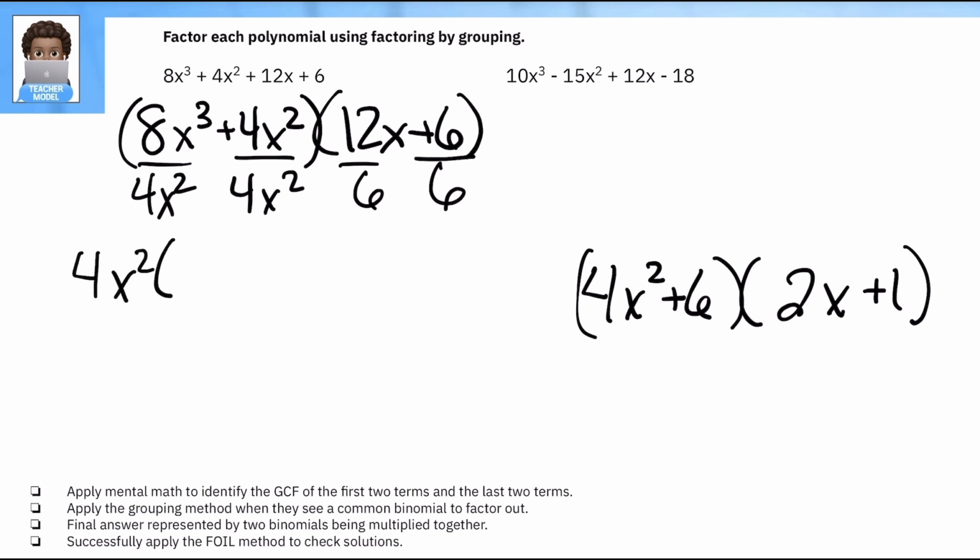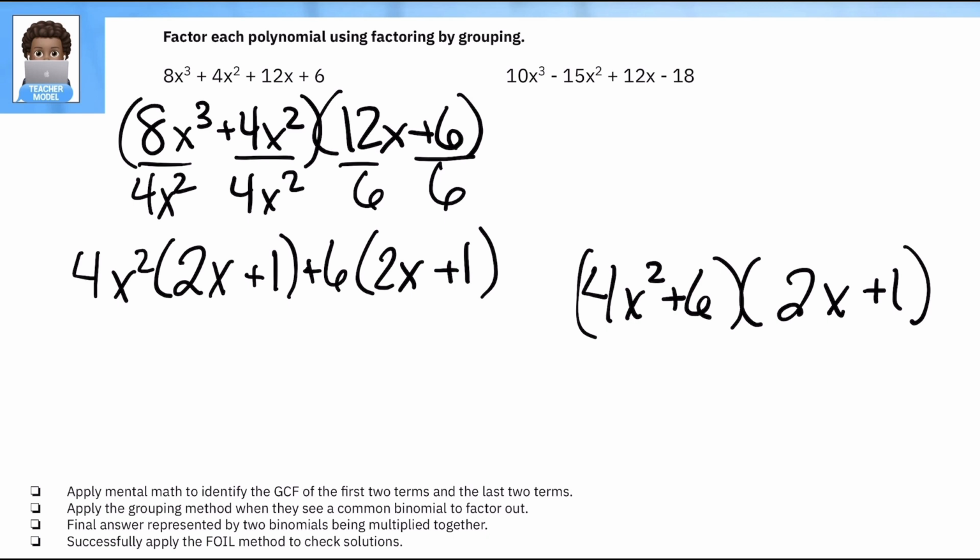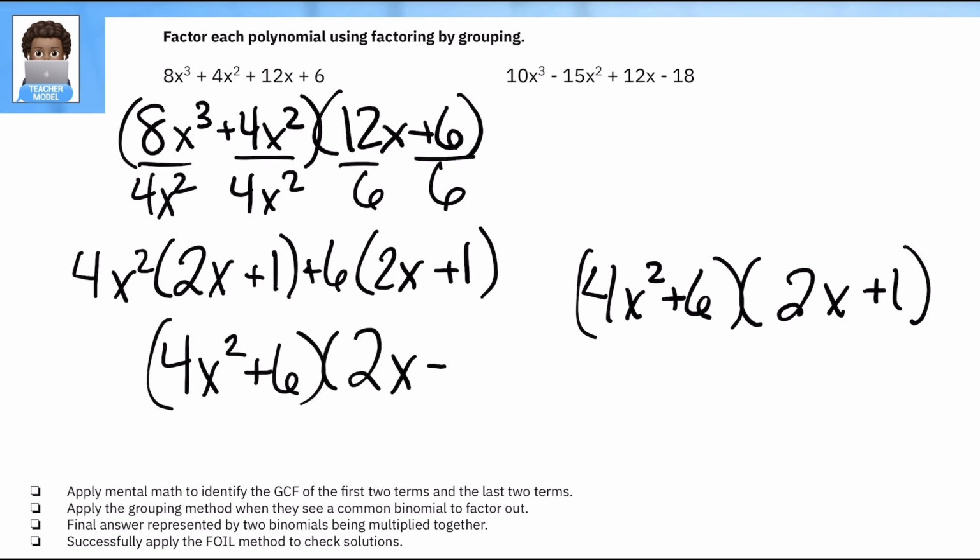Okay, so now I'm just dividing. 8 divided by 4 is 2. And x to the third power divided by x squared is just x. And 4x squared divided by itself is just 1. So plus 6. 12x divided by 6 is just 2x. And 6 divided by 6 is just 1. Notice again you have the same factors in the middle, so I can rewrite this as 4x squared plus 6 times 2x plus 1. Alright, hit pause and let's try the second one.